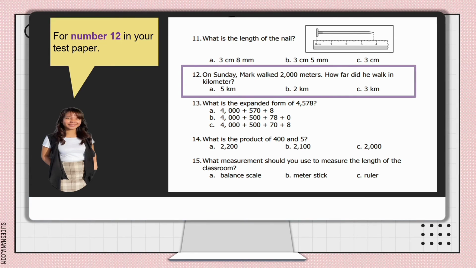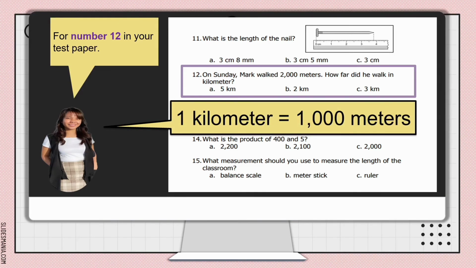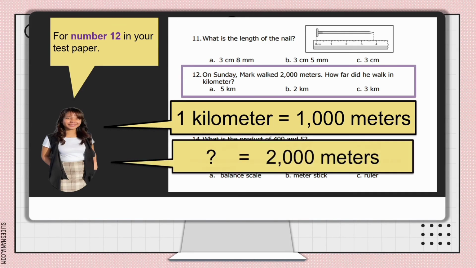On Sunday, Mark walked 2,000 meters. How far did he walk in kilometers? So it's still about units, from meter to kilometer. Remember that 1 kilometer is equal to 1,000 meters. Now, how many kilometers is 2,000 meters? Is it 5, 2, or 3?